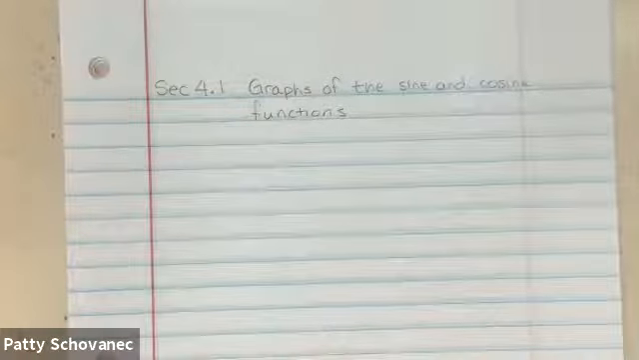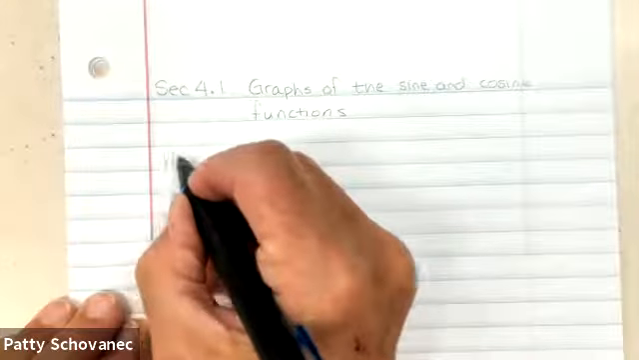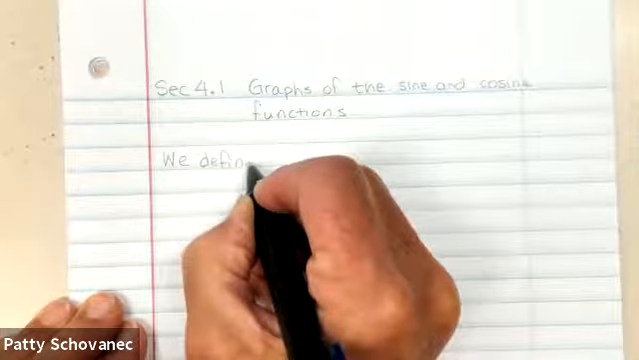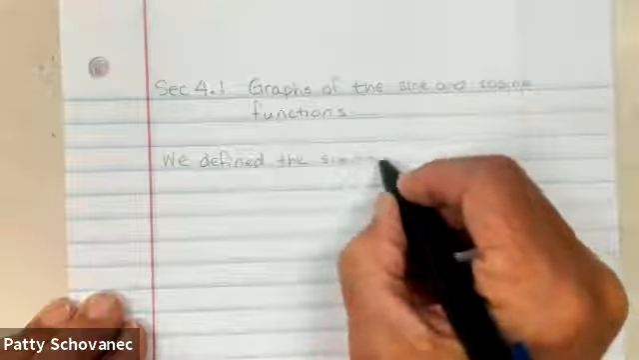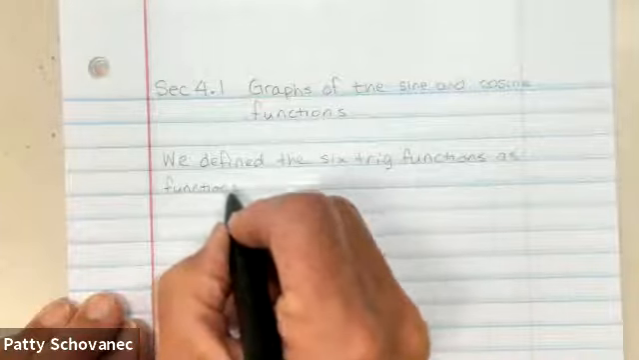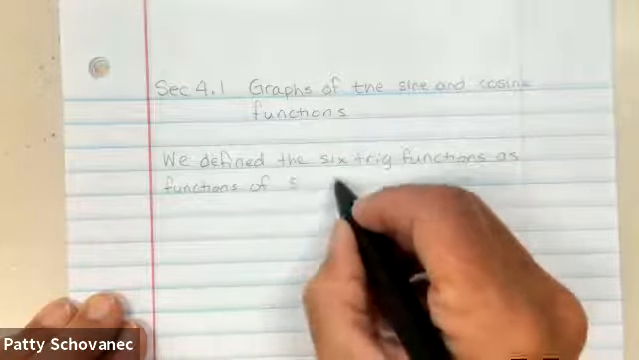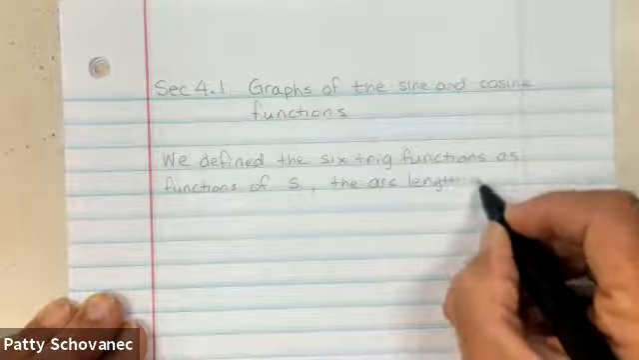And so in that last section, or a few sections ago, we defined these trig functions in terms of the length of the arc around the circle, the number s. So we defined the 6 trig functions as functions of s, which is the arc length on the unit circle.